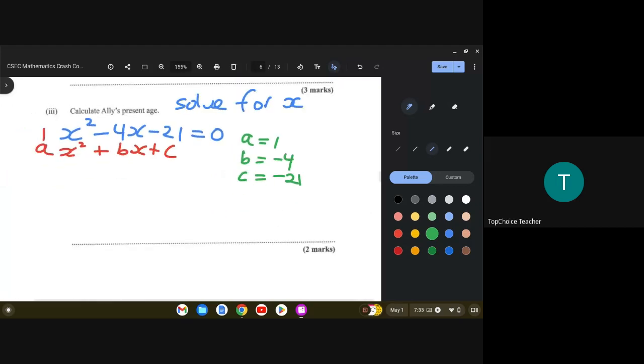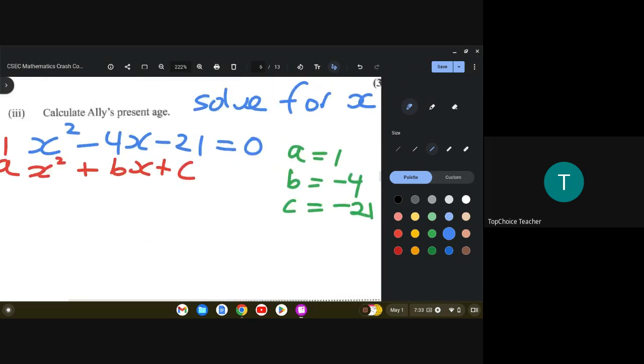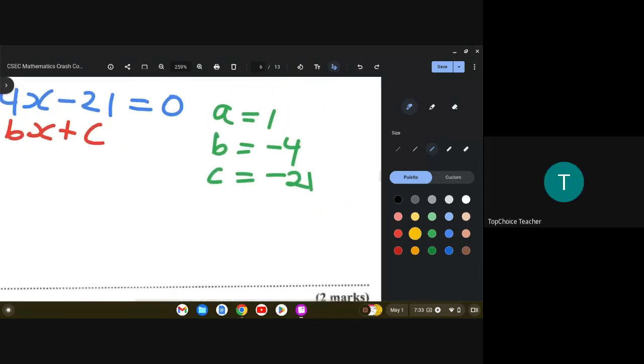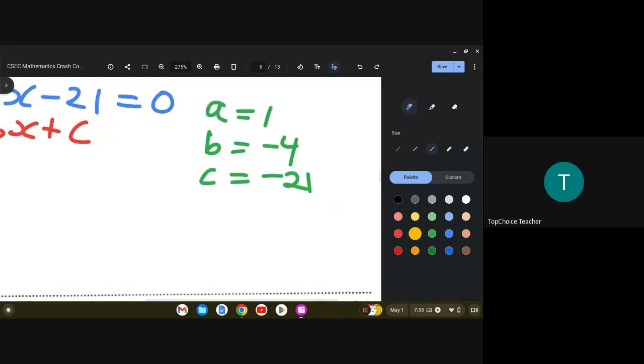Why did we find a, b, and c? Using the factorization method, in solving a quadratic equation we need to do something to this 4x here. Something has to be done to that. You all know what we kind of do there? Something with the a and c.